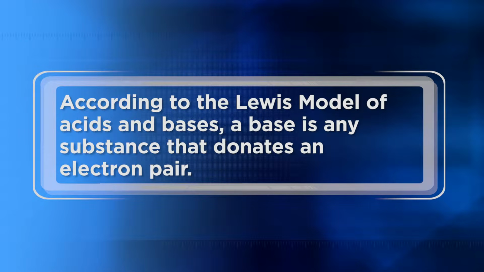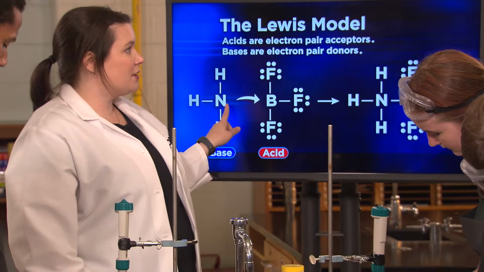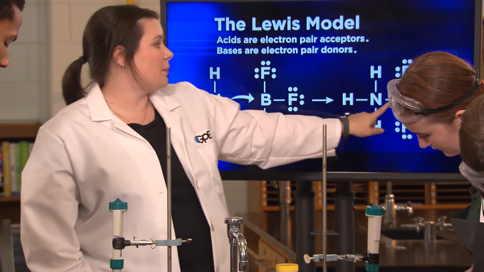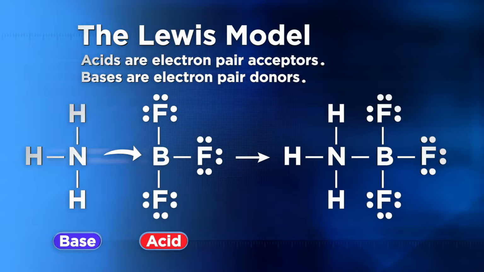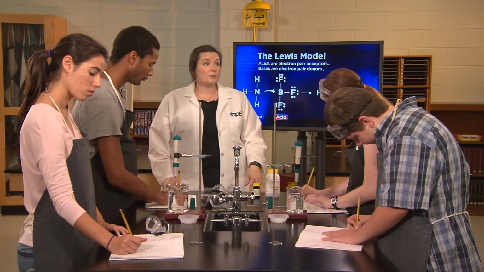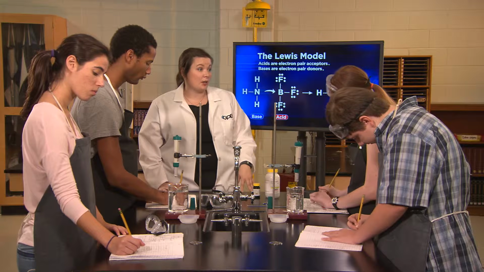A Lewis base is any substance that donates an electron pair. The ammonia molecule is the electron donor because it's donating the pair of electrons into this bond. That's why we call ammonia a Lewis base. The Lewis model is very effective when studying bases and acids that do not have the H+ ion. We can use the Lewis models to describe an interesting phenomenon.